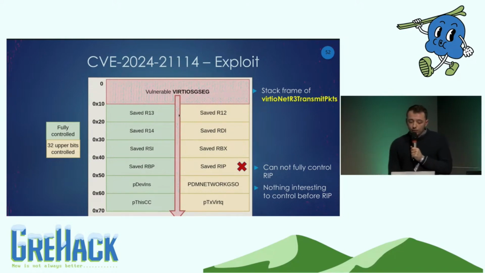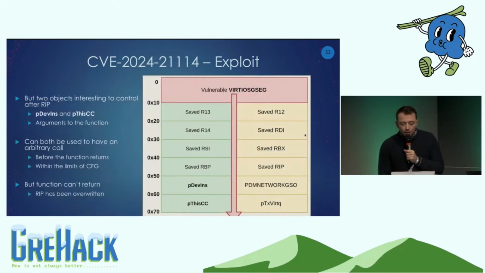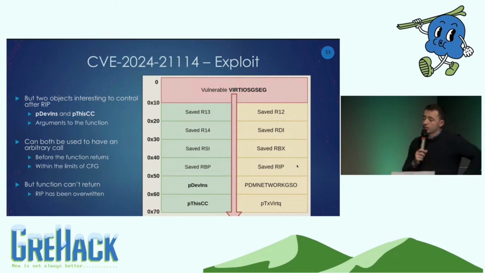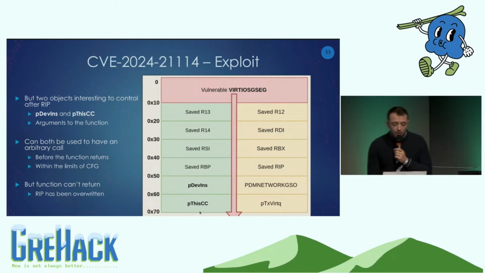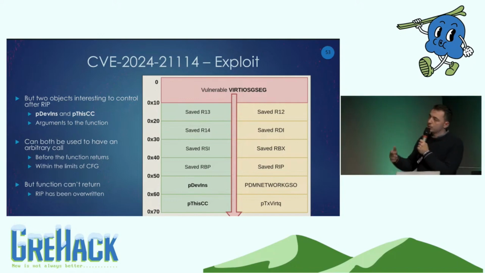And unfortunately, all the values before the return pointer are just saved registers from the previous stack frame, and they are not used in any helpful way. So there is nothing to do before the return pointer. But we are lucky because just after the return pointer, there are some objects stored in the stack, which are actually arguments to the vulnerable function. They are called pDrvIns and pTcc. And both objects are used during the function to do some dynamic calls. So if you overwrite them and fully control them thanks to the ASLR leak, you can have 2 arbitrary calls before the function returns. It's not that much arbitrary because on Windows, there is Control Flow Guard.